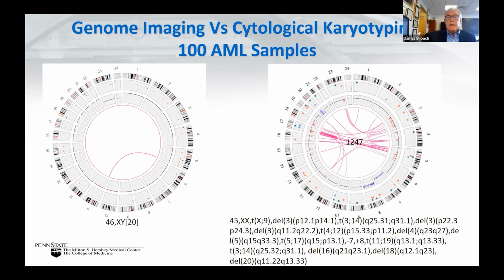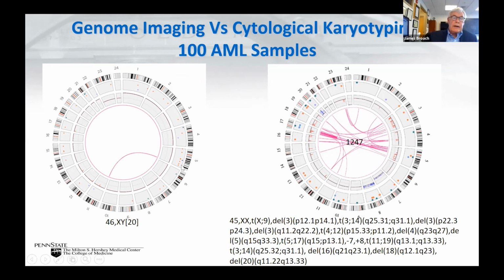So as part of a multi-center consortium, we've examined 100 AML samples, primarily to identify the extent to which bionanotechnology by itself is sufficient to identify all of the normal structural variants that are identified by standard clinical karyotyping with FISH and chromosomal microarrays.